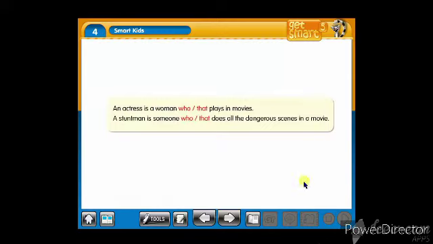So what just happened? The children gave us information, extra information about the actress and the stuntman. An actress is a woman who, the relative pronoun, or you can say that if you're just speaking, plays in movies. A stuntman is someone who or that does all the dangerous scenes in a movie. So when we're talking about people, what do we have to use? Who. Great.